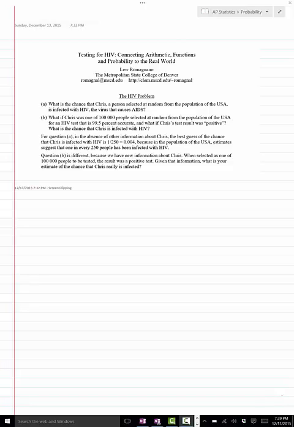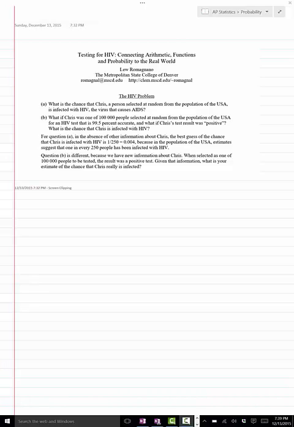So for the first question, we're pretty much told that in the population, based on the data, about 1 out of every 250 people is infected with HIV. But for question B, if you get a test and you test positive, and the test is 99.5% accurate, what's the actual chance that you will have HIV? So, in this case, we have to consider two situations. That you tested positive and you're actually infected, or that you tested positive and you're actually not infected.